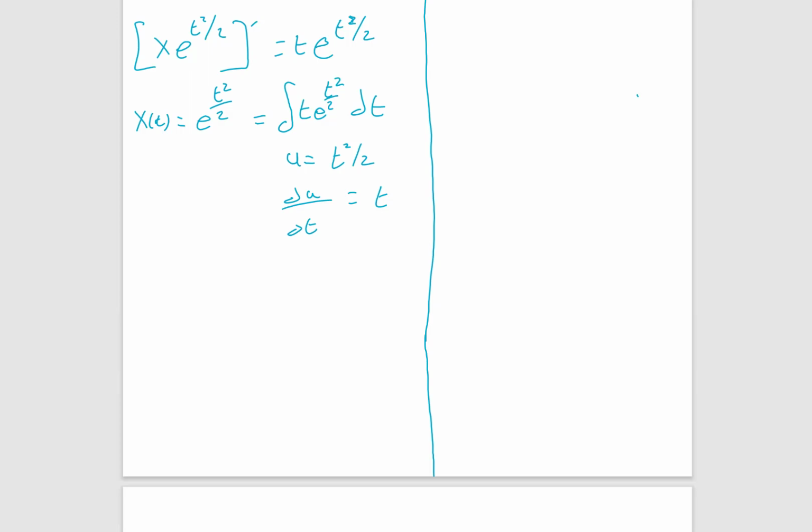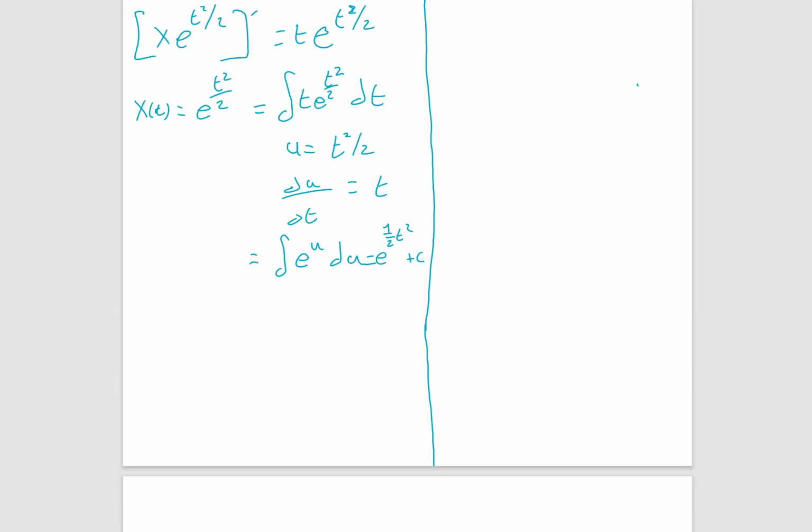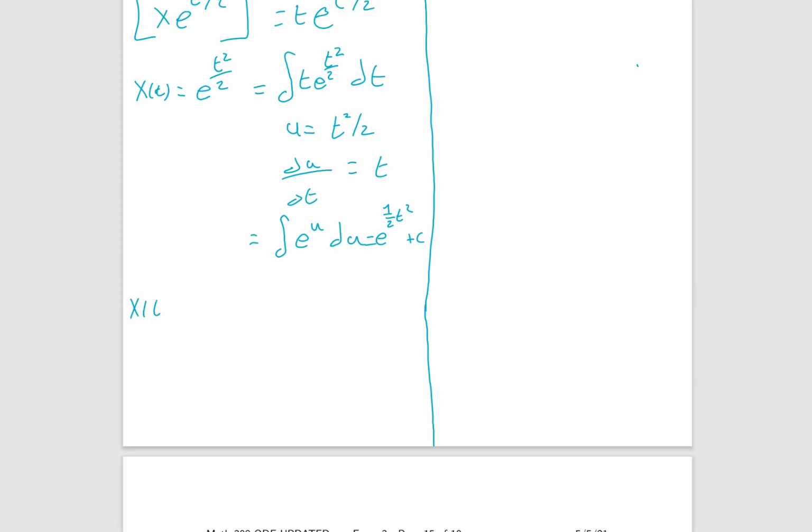And so the antiderivative on the right-hand side is going to be the integral of e to the power of u du, and the antiderivative, of course, is just e to the u, so that's e to the 1/2 t squared plus c. And so this tells us that x of t times e to the t squared over 2 equals this. When I divide both sides by e to the t squared over 2, you get x of t equals 1 plus c e to the t squared over 2. Okay, that's method 1.